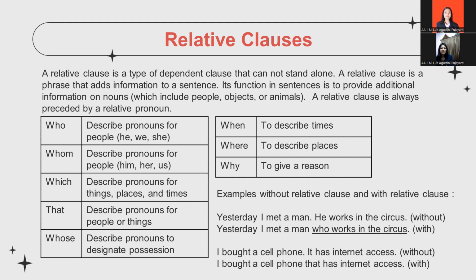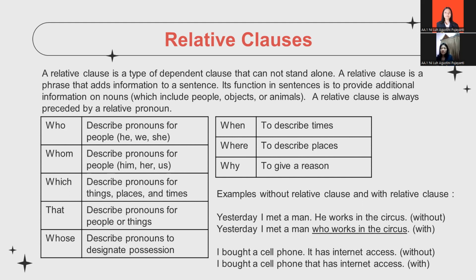Here are examples of sentences without a relative clause and with a relative clause. The first: yesterday I met a man. He works in the circus. That is the sentence without a relative clause. But the sentence with a relative clause will be: yesterday I met a man who works in the circus. The sentence uses the relative pronoun who that describes a man, and the relative clause is who works in the circus.